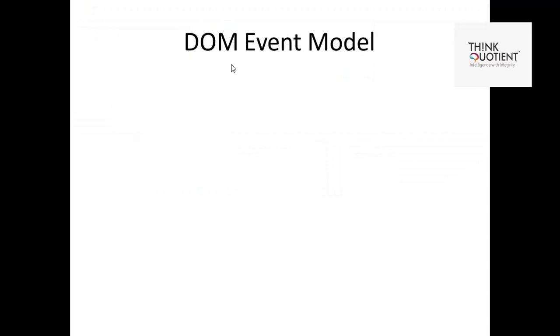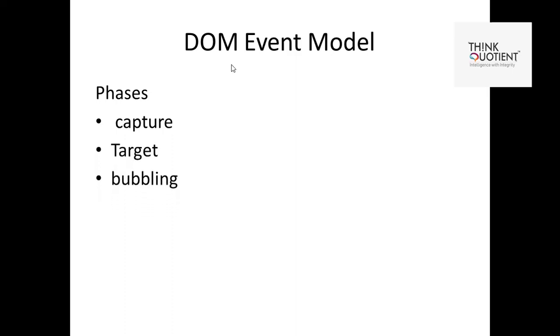Now the next thing is the DOM event model, right? The DOM2 event model specification describes the standard way to create, capture, handle and cancel events. So when to capture, how to handle, and how the cancel event occurs, all that is described in the DOM2 event model specifications, right? So there are some phases of this event model. First is your capturing phase, second is your target phase, and third is your bubbling phase, right?